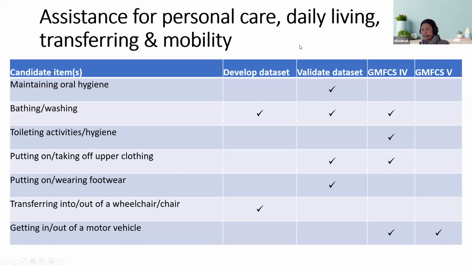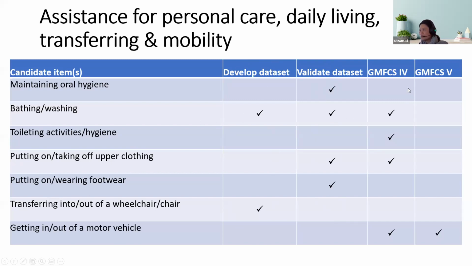So the first dimension that we're looking at is assistance for personal care, daily living, transferring, and mobility. The ideal is that what appears in the developed data set would also appear in the validated data set too. But it is not always the case. We can find just only one, which is bathing and washing.